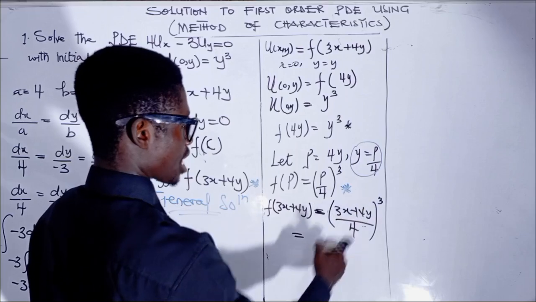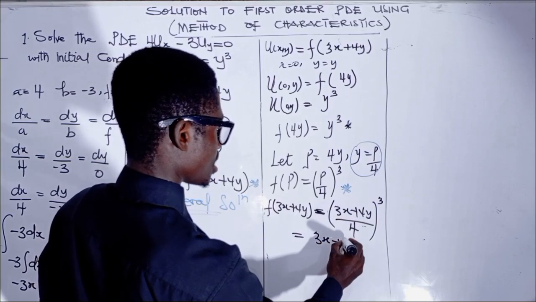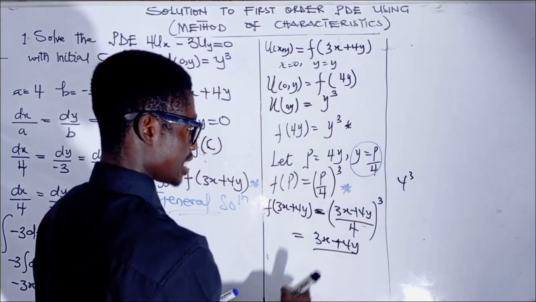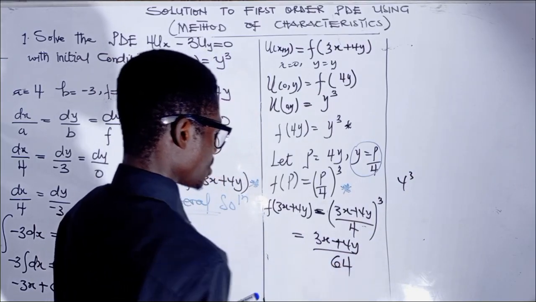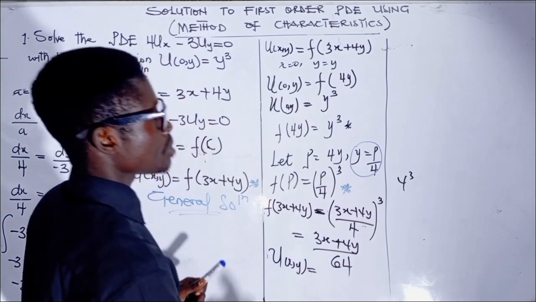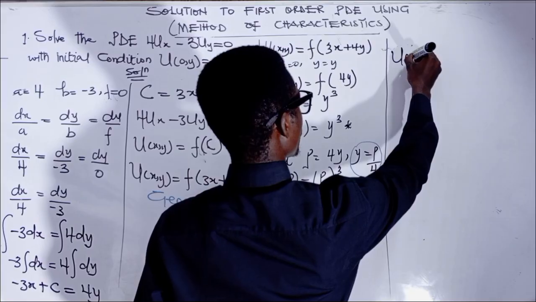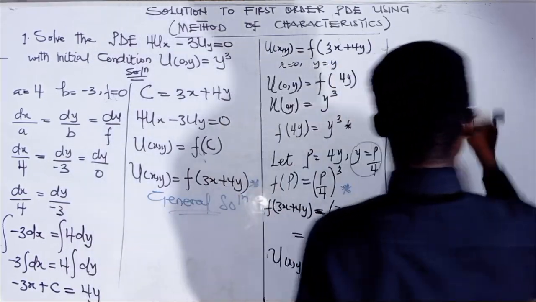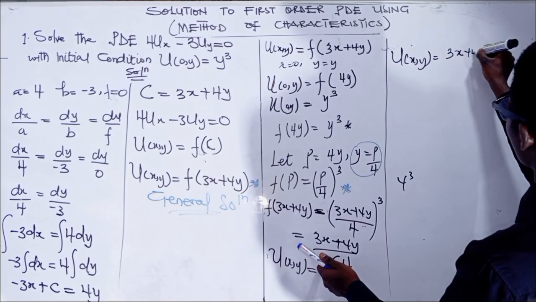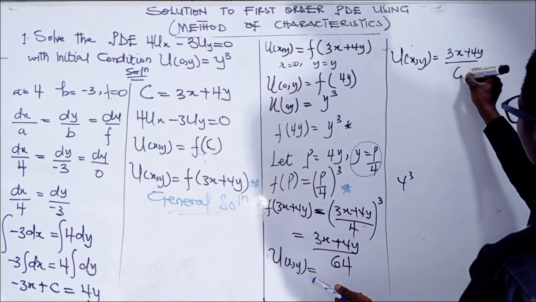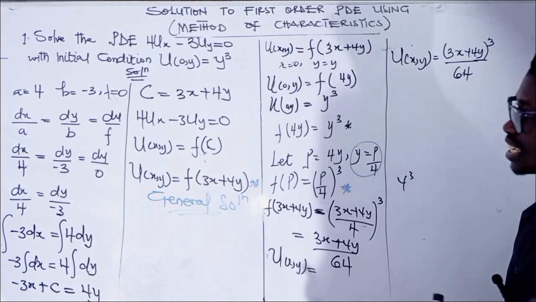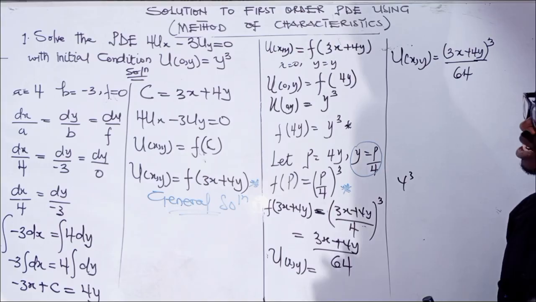So from here, we can write this as (3x plus 4y) all over 4 raised to the power 3, which will give us what? 64. So we have 64. U of xy is equal to, let me write it here, U of xy is equal to (3x plus 4y) all over 64, and this is raised to the power 3. Very, very easy and simple. Let's look at one more example.